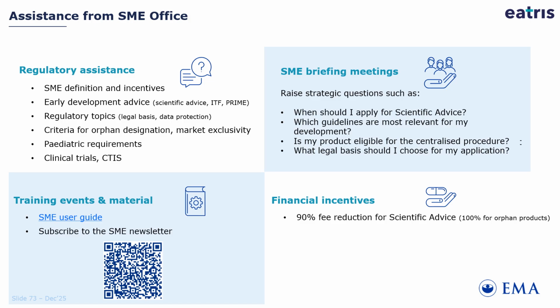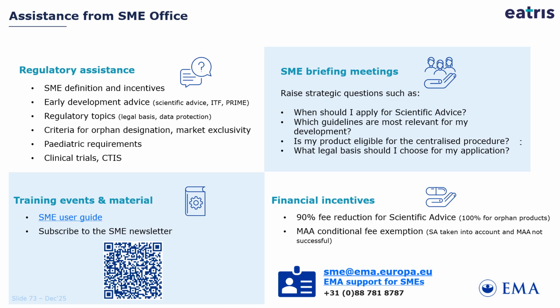The EMA offers a conditional fee exemption for SMEs, allowing them to avoid paying marketing authorization application fees if the application fails despite having followed EMA scientific advice. To qualify, the SME must demonstrate that the recommendations from the scientific advice were properly considered and implemented in the application. To access this support and further resources, SMEs can visit the EMA SME Office webpage.